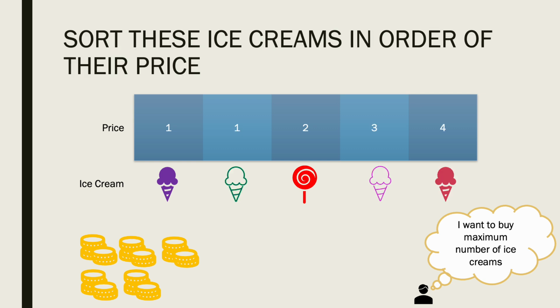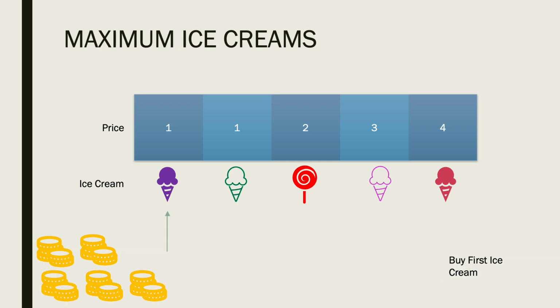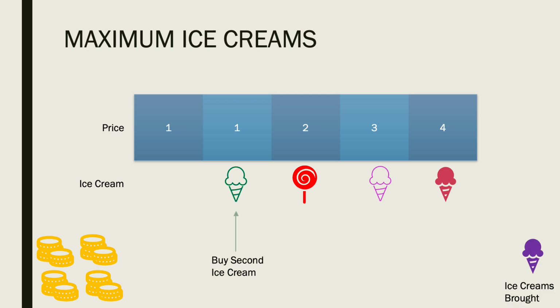To maximize the number of ice creams that I can buy, let's sort these ice creams based on the price. So we've sorted this. Now we'll keep on taking ice creams as long as we have coins remaining. We'll start with this index, and check if we can take the purple ice cream. We want 1 coin. Do we have a coin? Yes, we have. So we're going to buy it. We buy this, and then we move our pointer.